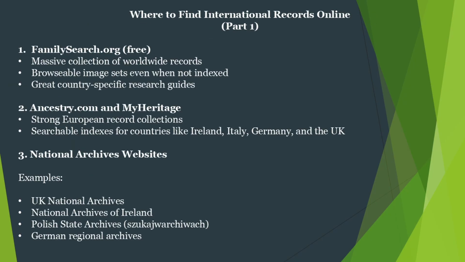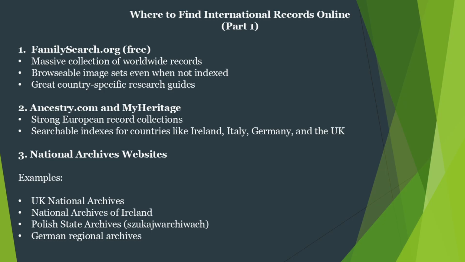Next, you'll want to know where to find international records online. Many international records have been digitized. Here are the most beginner-friendly sites. 1. FamilySearch.org. Free. They have a massive collection of worldwide records, browsable image sets even when not indexed, and great country-specific research guides. 2. Ancestry.com and MyHeritage.